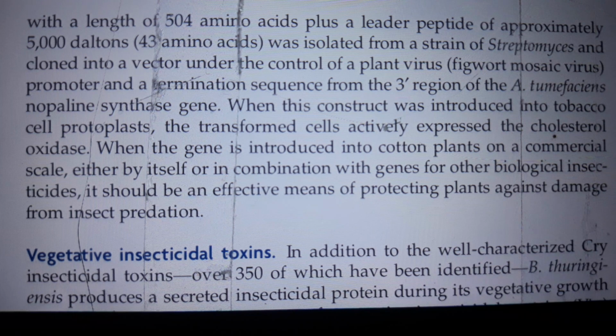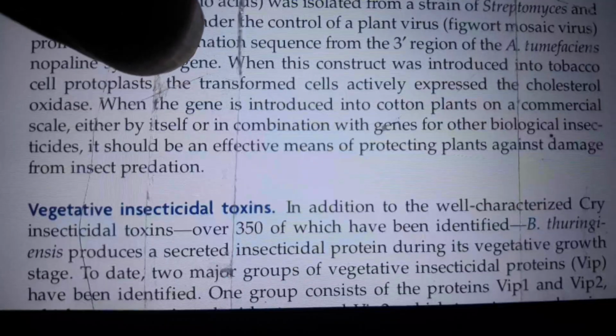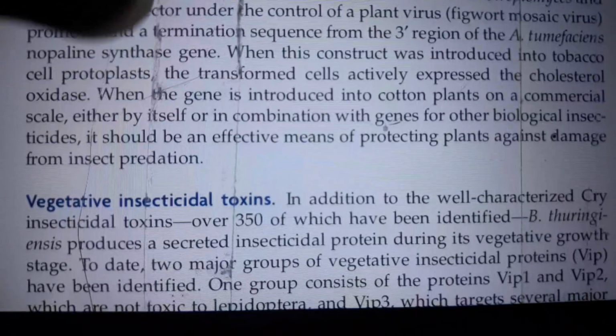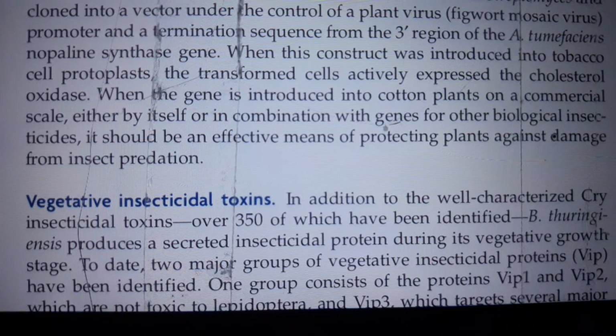When this construct was introduced into tobacco cell protoplasts, the transformed cells actively expressed the cholesterol oxidase. When the gene is introduced into cotton plants on a commercial scale, either by itself or in combination with Bt genes or other biological insecticides, it should be an effective means of protecting plants against damage from insect predation.